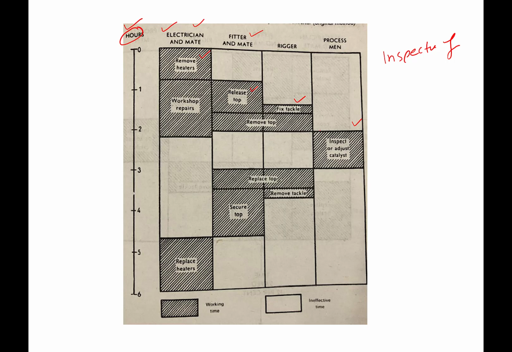So these are the different things that are needed just to check. And after the inspection or setting of the catalytic converter is done, it is done in reverse order, like remove the tackle, fix up the top, and then replace the heaters. Okay, so if we talk of the engagement of the electrician, the electrician is engaged, say, for these first 2 hours, and then this last hour.